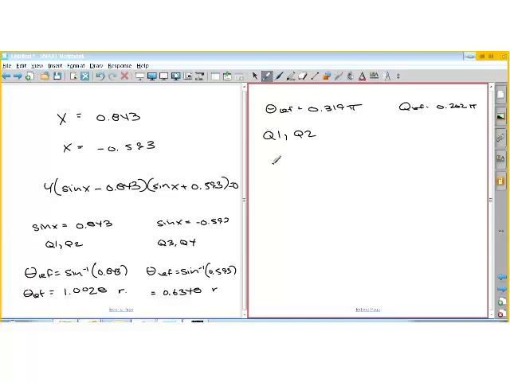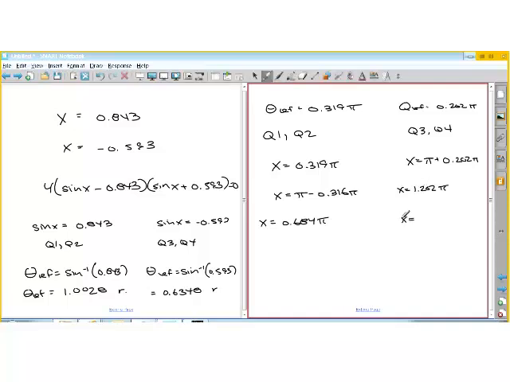0.319 pi. Okay, so for quadrants 1 and 2, our answers are going to be x is equal to 0.319 pi and pi minus 0.319 pi, which is going to give you 1 minus 0.316 is 0.684, 0.684 pi. Over here we get third and fourth quadrant solutions because this thing was negative, and so we get pi plus 0.202, so x is equal to 1.202 pi, and our fourth quadrant solution is 2 pi minus 0.202 pi, so we get 2 minus 0.202, which is 1.798 pi.